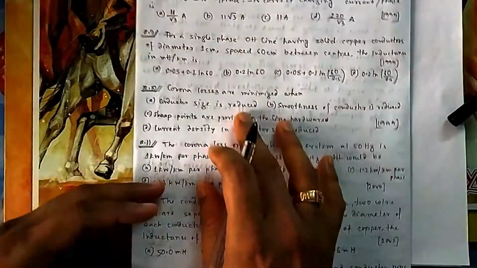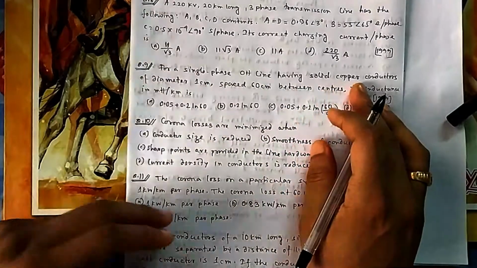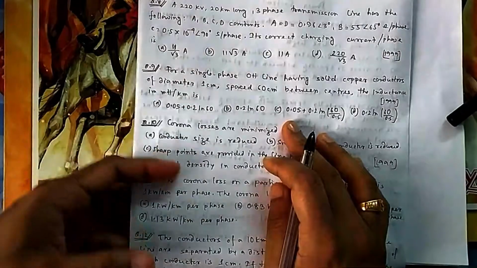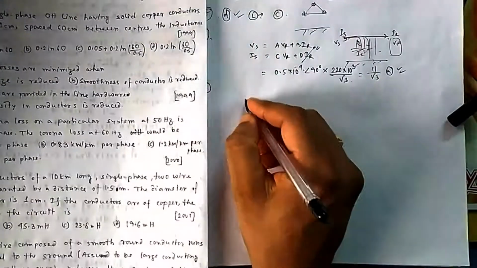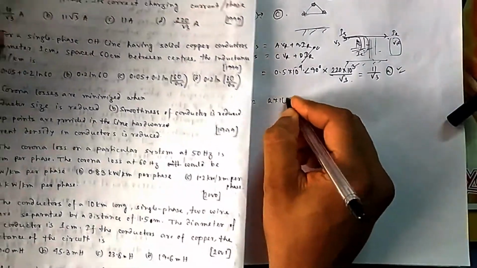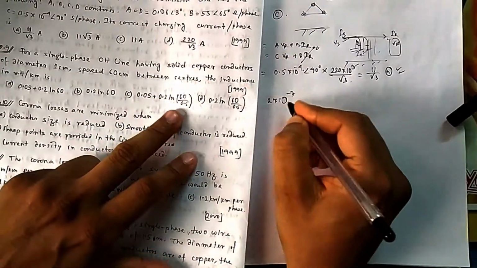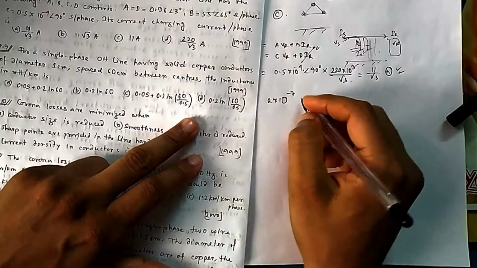Now if you come to 9, for a single phase overhead line having a solid copper conductor diameter, spaced this much, the inductance in millihenry per kilometer. This inductance you know, L is equal to, we know the total inductance, but here in the option it is divided into internal and external, but no need to worry. You apply the total inductance, then you see which one is satisfying.